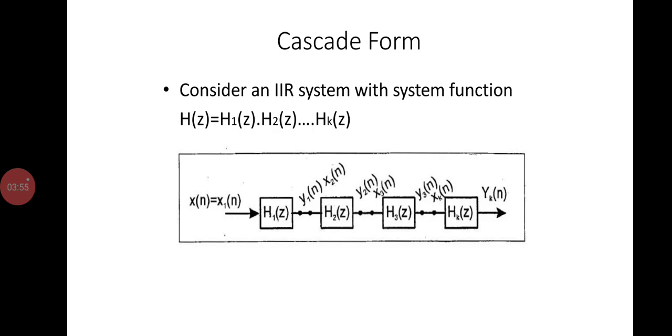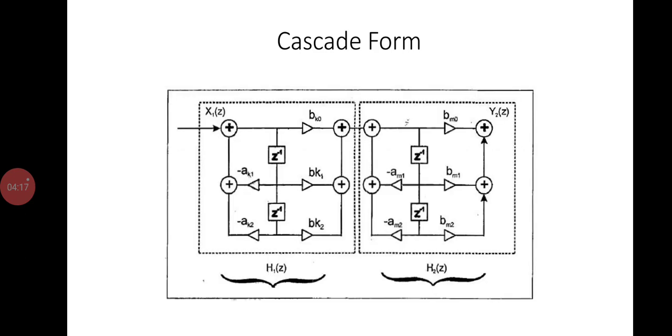Our next one is the cascade form. In the cascade form, here we are just dividing the blocks into smaller subdivisions, and also here the transfer function is divided in such a way that the order of the numerator must be less than or equal to the order of the denominator. Each block's h1 of z is realized by using the direct form 2 method, and finally we are connecting all the direct form 2's. Here, this is the generalized structure of the cascade form.